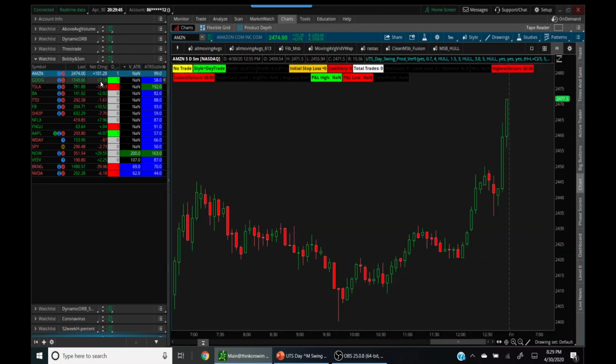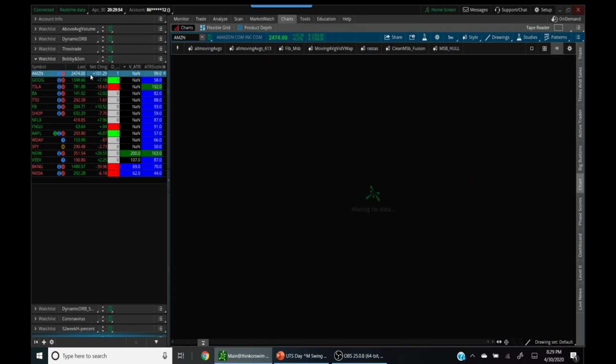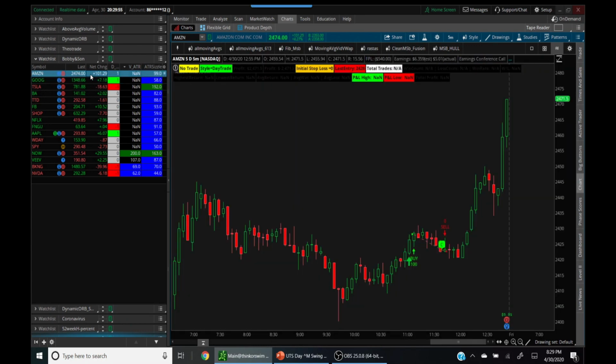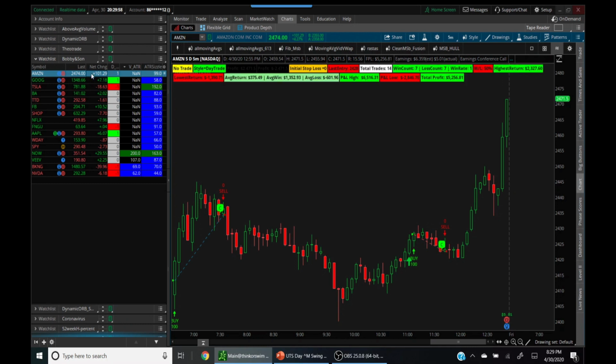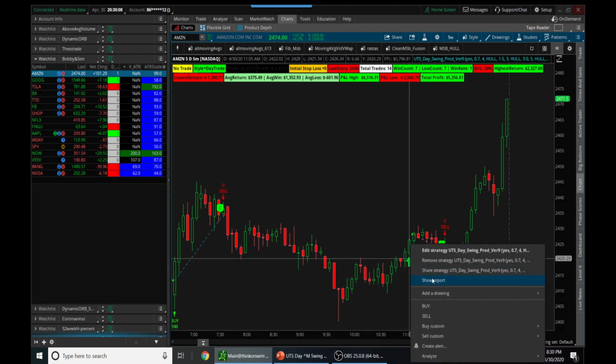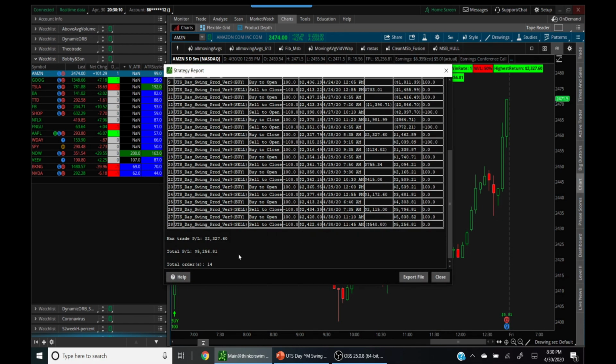And let's see what the stats look like on Amazon. And this is again strictly day trading, right? So in day trade, it's always going to close the trade at the end of the day. So now in this case, you can see the profit. If you day traded this, it was, let's take a look at the report as well. So it should match up, right?